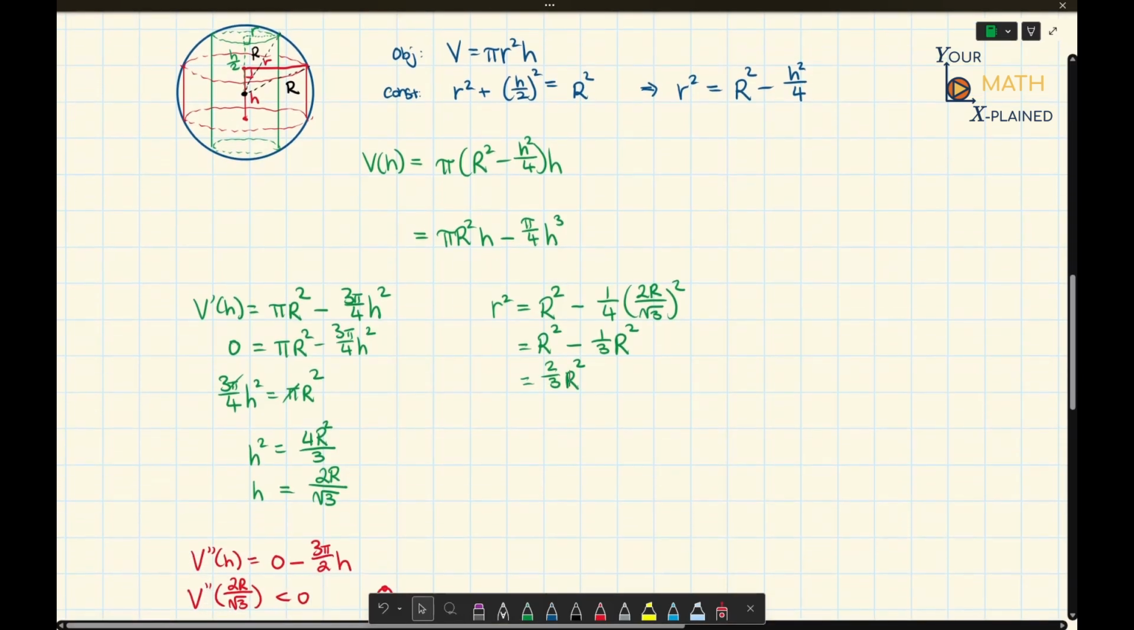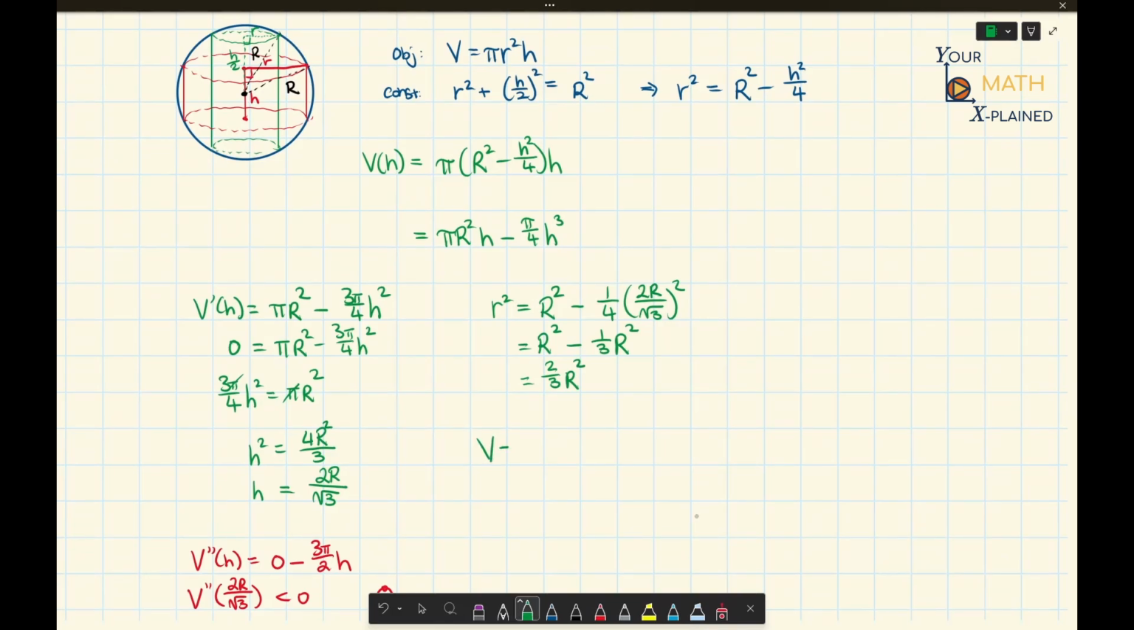And now we can go ahead and find the volume, and we get v is equal to pi times lowercase r squared, which is 2 over 3 times capital R squared, times h, which is 2 times capital R over square root 3, which gives us a final volume of 4 pi over 3 root 3 times capital R cubed. And this is the maximum possible volume of the inscribed cylinder.